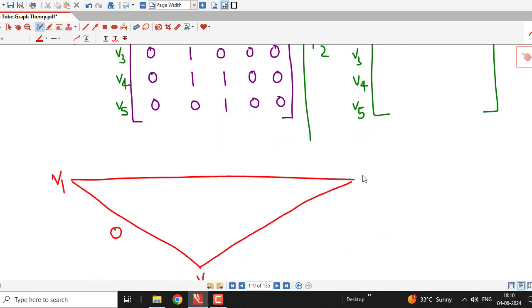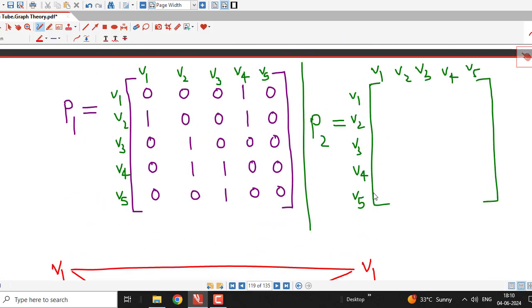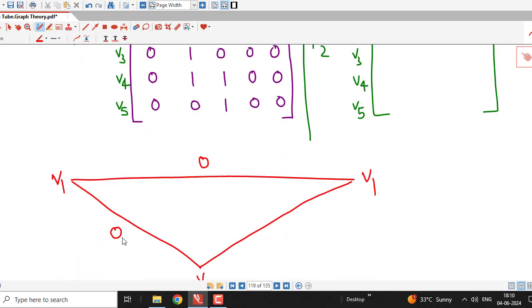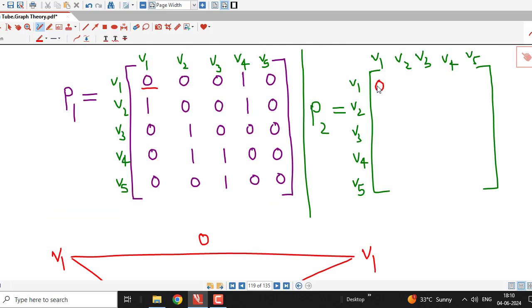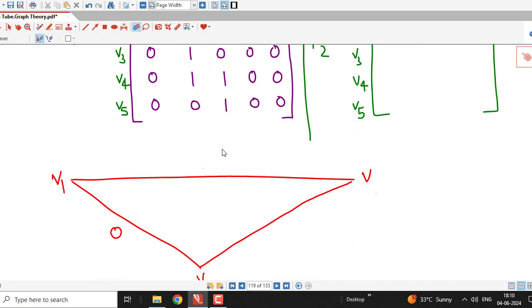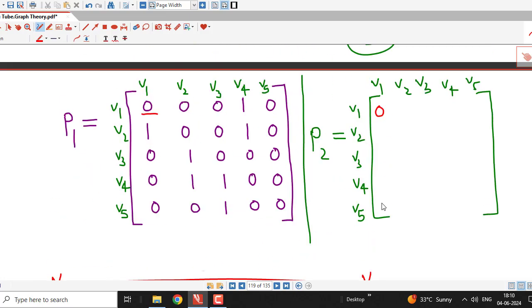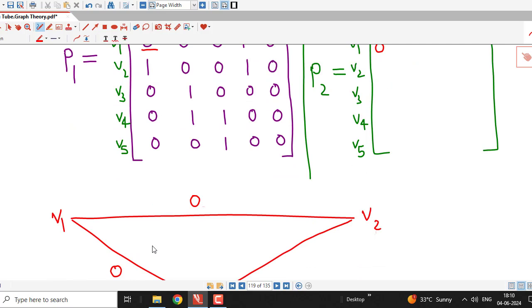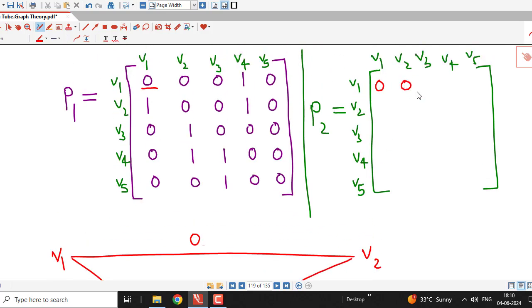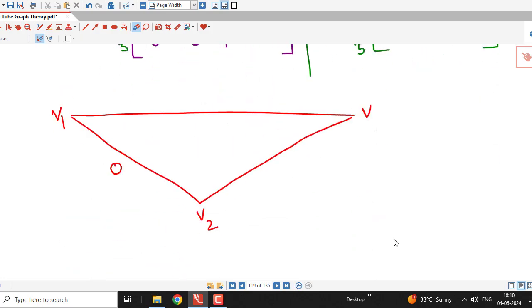So suppose we start with V1. You can see from V1 to V1 we have 0, and this entry is 0, so I don't have to check for this also. So this is 0. Now what I will do, I will change this from V1 to V2, and from V1 to V2 also we have 0, and this entry is 0, so I will write 0 here. Then I will write for V1 to V3.